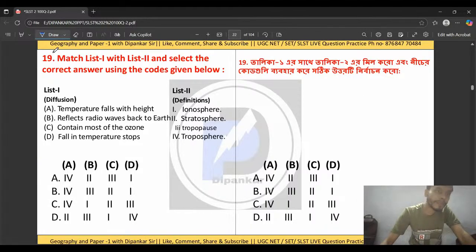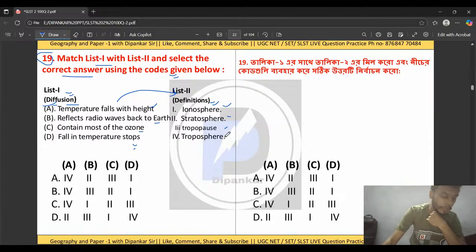Next question, question number 19. Match List 1 with List 2. Select the correct answer using the codes given below, from the atmosphere part. List 1 says the diffusion, the temperature falls with height, reflects the radio wave back to the earth, contains most of the ozone, and fall in temperature stops. List 2 gives the names of the atmospheric layers: ionosphere, stratosphere, tropopause, and troposphere. And these are our options.